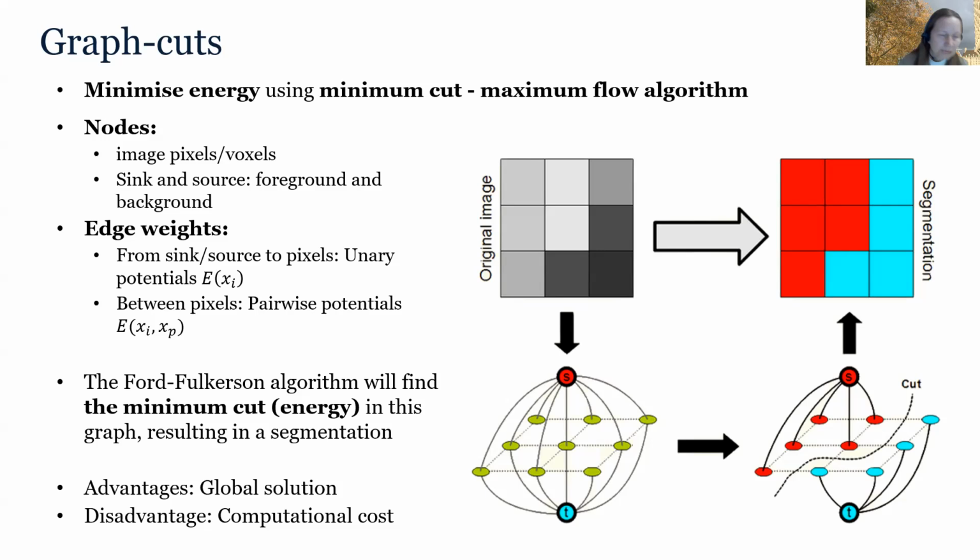So a major advantage of this algorithm is that it offers a global solution to the minimization problem of this energy term, which is not the case for the EM algorithm or k-means that we've seen before. So that's a great advantage. But the disadvantage is that this comes at a computational cost. Usually if we just have binary segmentation, this tends to be okay. But if we increase to multiple classes, it's a hard problem.